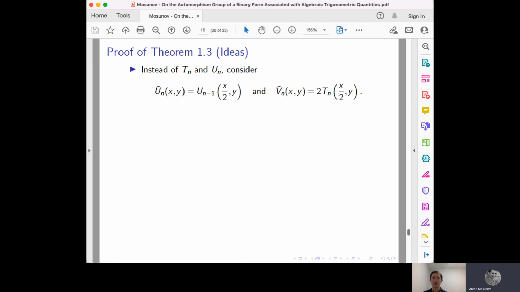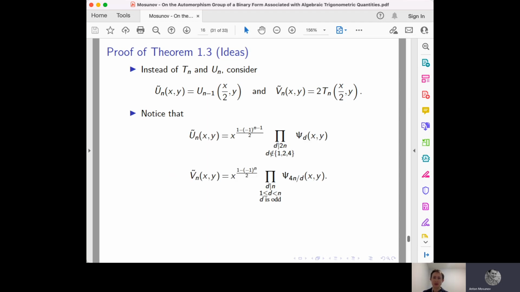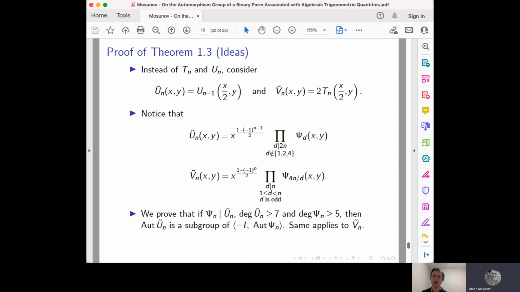Now for the proof of theorem 1.3 about the automorphism groups of Chebyshev binary forms, instead of looking at T sub n and U sub n, we look at their associated binary forms, tilde U sub n and tilde V sub n. These are well known in the literature, and both of these are actually monic, in the sense that the coefficient of x to the degree n is equal to 1. And so we will notice these interesting factorizations, and then we prove that if one of the factors of these binary forms, the C sub n factor, is greater than or equal to 5, then we can say something meaningful about the automorphism group of tilde U sub n or tilde V sub n.